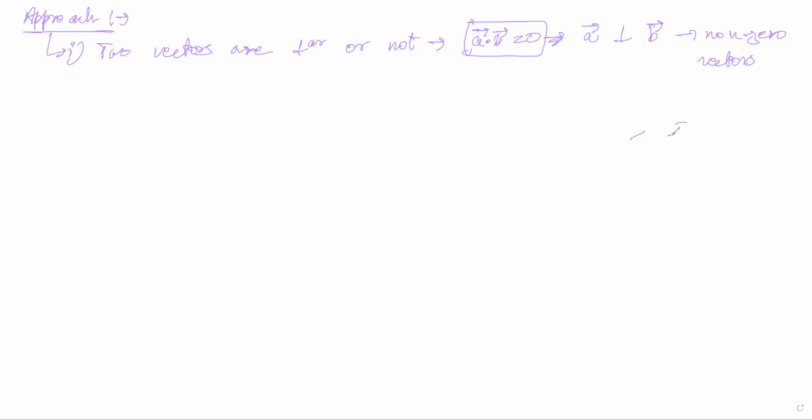So let's solve some questions based on exercise 10.3, page number 447. Let's start with question number 2. Find the angle between the vectors. First of all, find the angle.